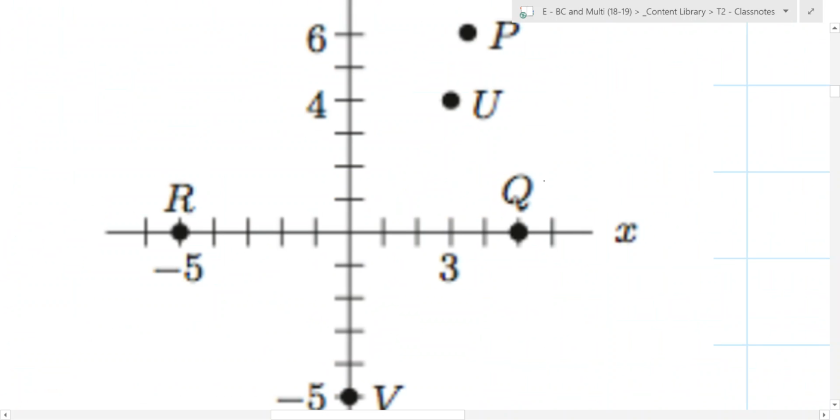So for example, Q. What are these coordinates called, by the way? I didn't actually label them. Polar. What point is Q in polar form? What's the R value for Q? Take a look up there. 5. What's the angle measure formed between the positive x-axis and, what is it? 0. Hey, what's the Cartesian coordinate for Q? 5, 0. So is it the same? In this case it is.